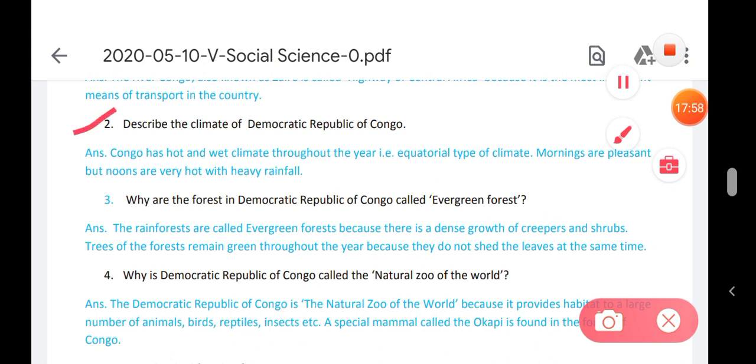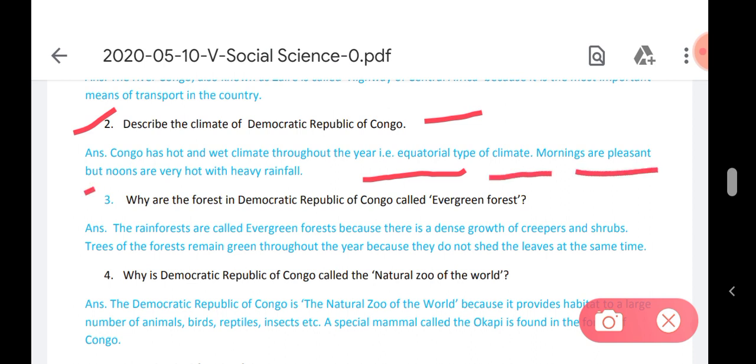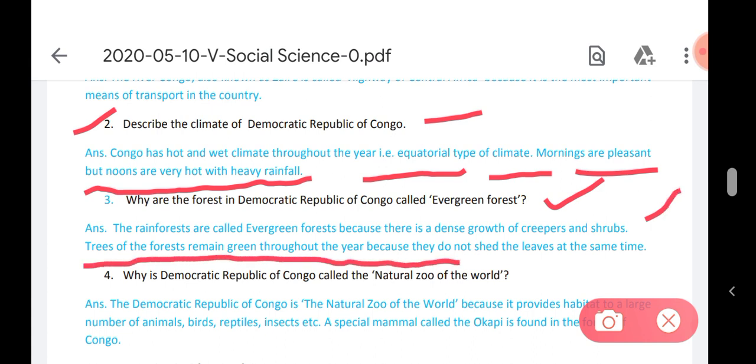Next question. Describe the climate of Democratic Republic of Congo. Congo has a hot and wet climate throughout the year because of the equatorial type of climate. Mornings are pleasant but noons are very hot with heavy rainfall. Why are the forests in Democratic Republic of Congo called evergreen forests? The rainforests are called evergreen forests because there is a dense growth of creepers and shrubs. Trees of the forest remain green throughout the year because they do not shed their leaves at the same time.